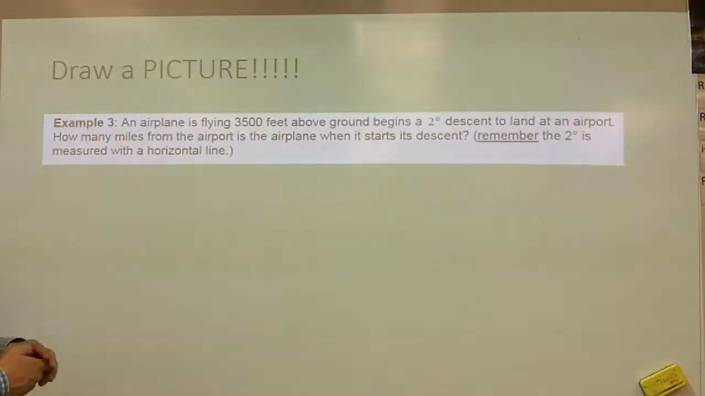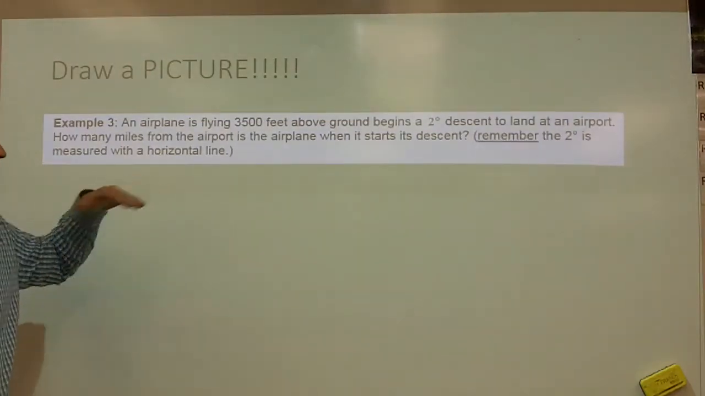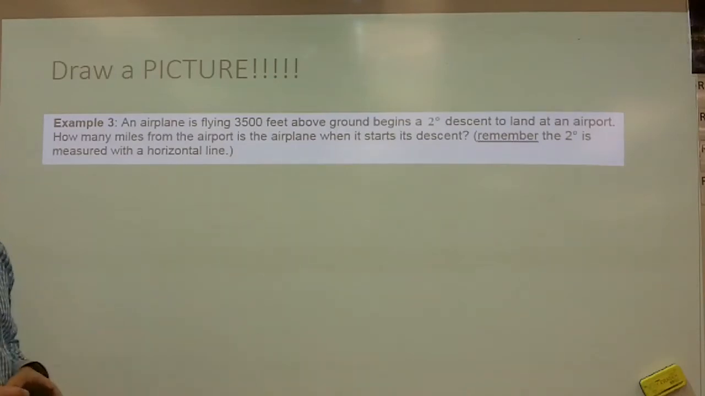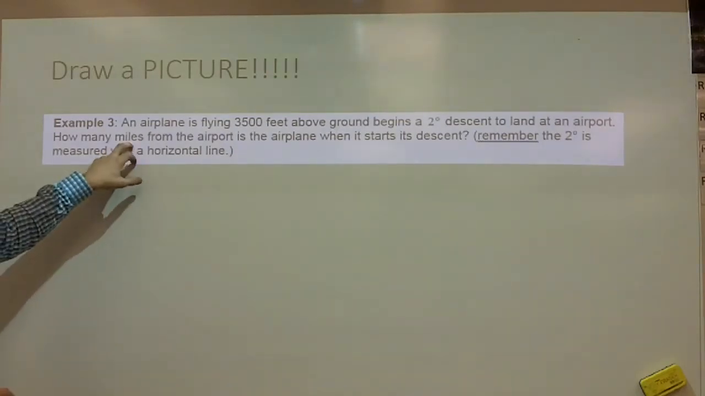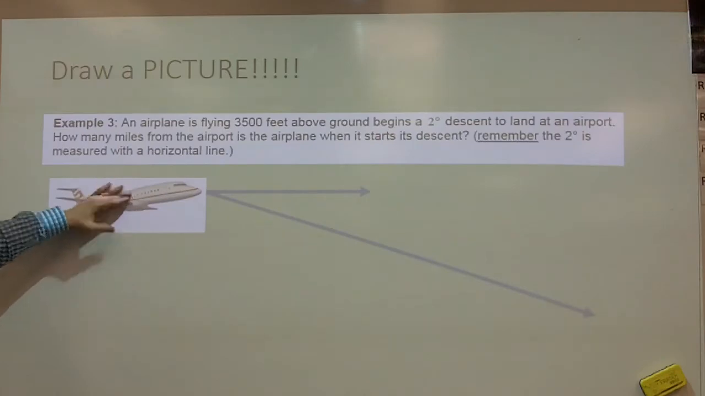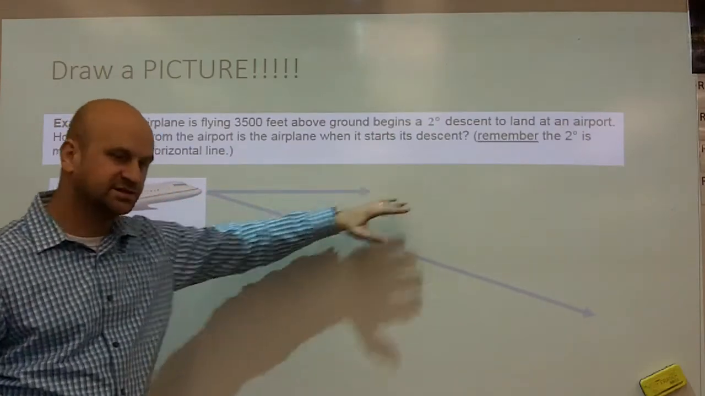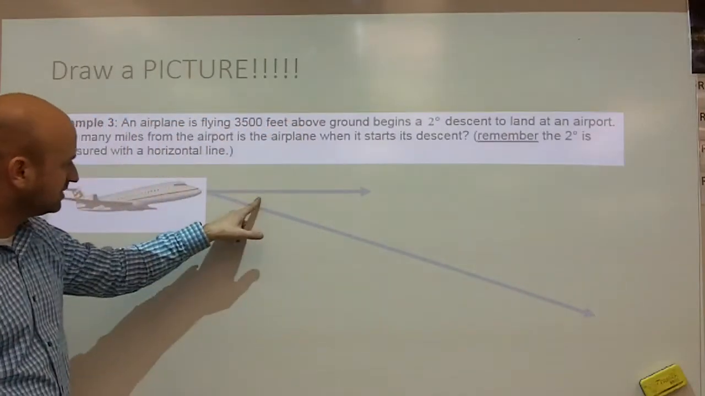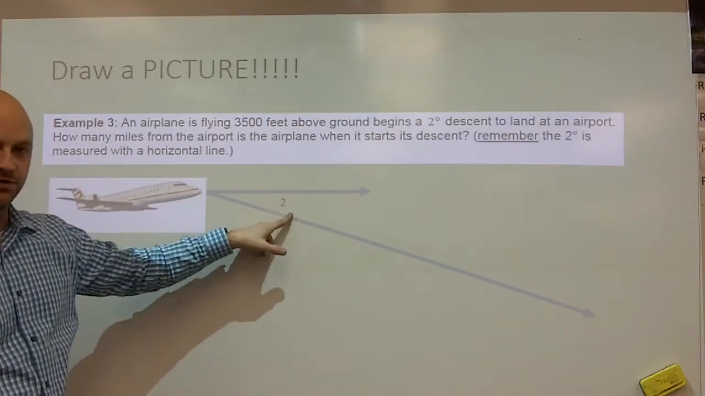All right, another example here. So we have an airplane flying 3,500 feet above the ground and begins a descent of 2 degrees towards an airport. They want to know how many miles, this is important, how many miles the airport is from the airplane when it starts its descent. Okay, so we're going to measure this. So we have an airplane. So horizontally would be this, and the angle of depression would be this thing here. And so we know this is going to be our 2-degree angle.